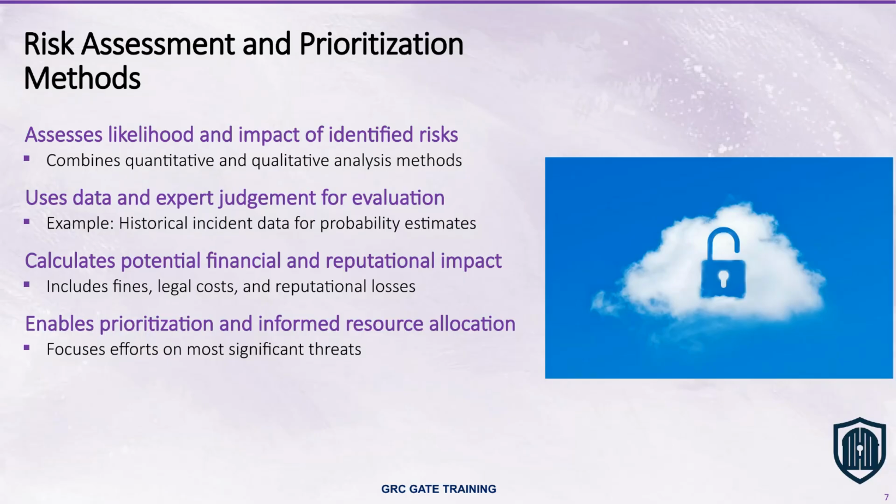expert judgment. For instance, a retail organization might use historical incident data to estimate the probability of a data breach and calculate the potential financial impact, including regulatory fines, legal expenses, or reputational damage. This process enables organizations to prioritize risks and allocate resources efficiently, focusing on the most significant threats.